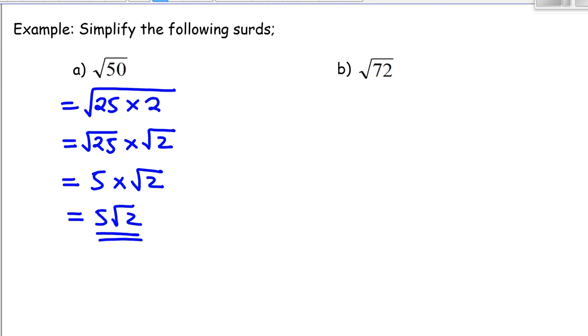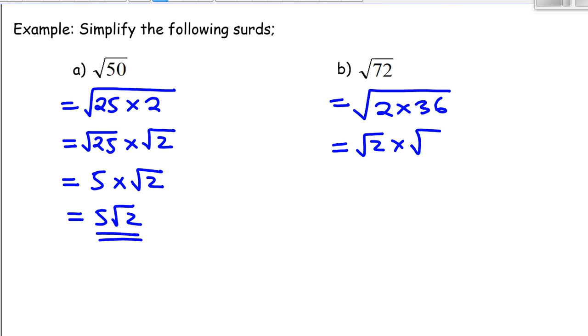Same way, the square root of 72 can be written as the square root of 2 multiplied by 36, which will be equal to the square root of 2 multiplied by the square root of 36. We know that the square root of 36 is 6, so that will be the square root of 2 multiplied by 6, which can be written as 6 root 2.